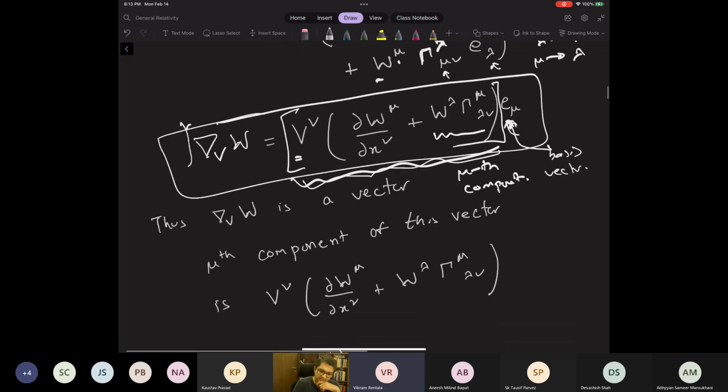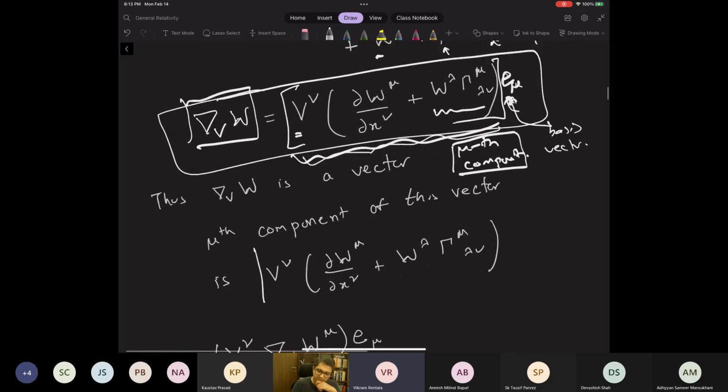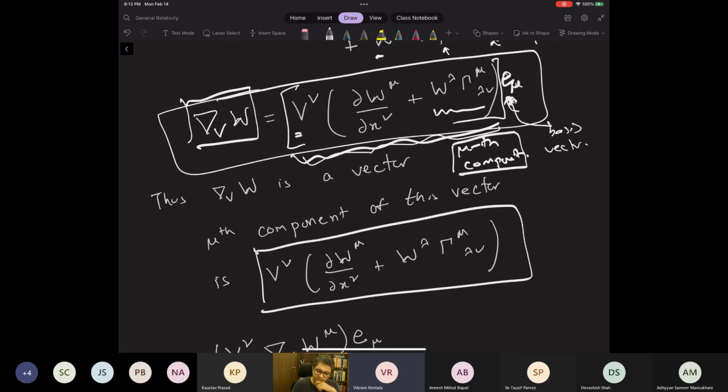Okay, so this del_V W is a vector, and this is the muth component of that vector, because this is the coefficient of the e_mu basis vector. So the muth component of this basis vector is just this: V^nu partial W^mu partial x^nu plus W^lambda gamma^mu_{lambda nu}. Again, to specify the meaning associated with this derivative operator, you need to specify what these connection coefficients are at all points in the manifold.